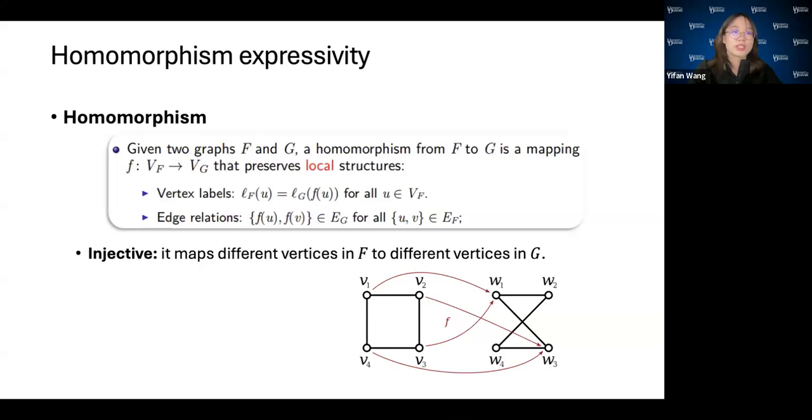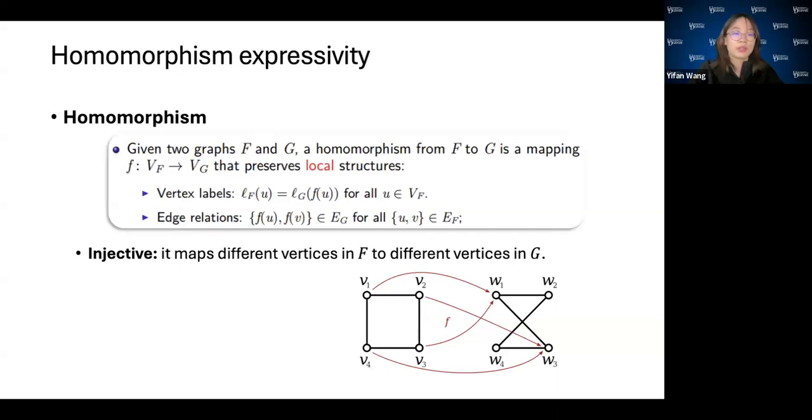So what exactly is homomorphism? Here is a formal definition. Given two graphs F and G, a homomorphism is a mapping from F to G such that it can preserve the local structures for vertex labels and edge relations.